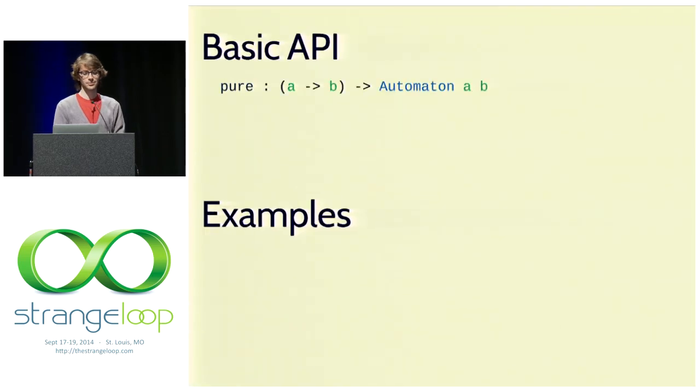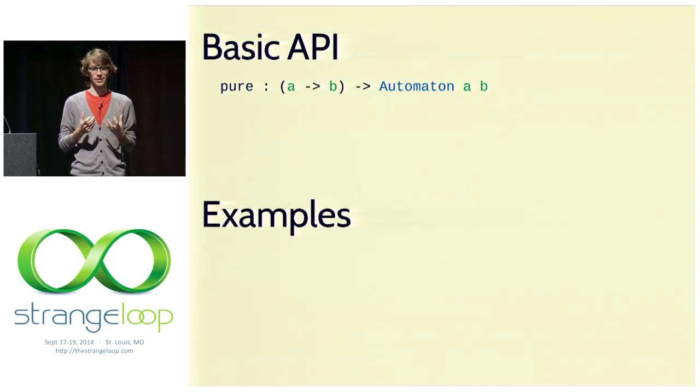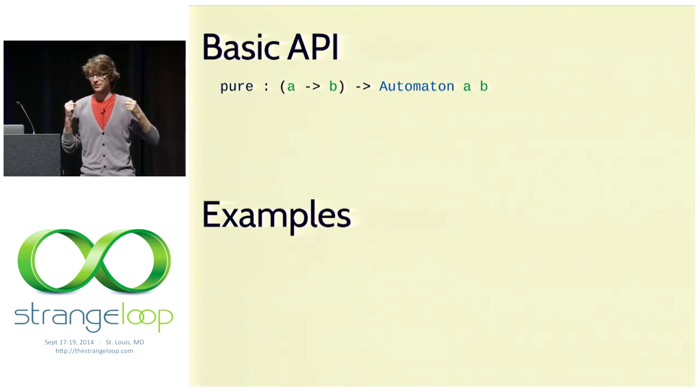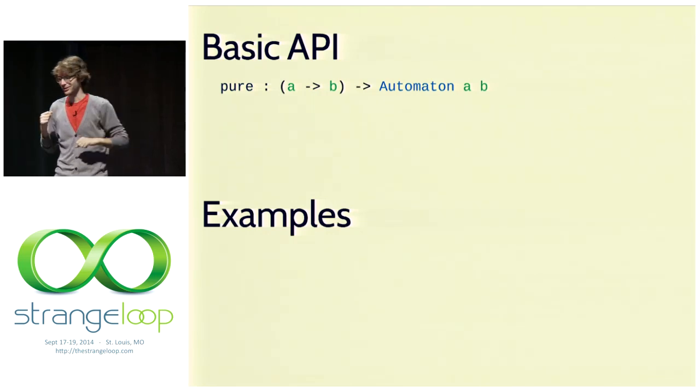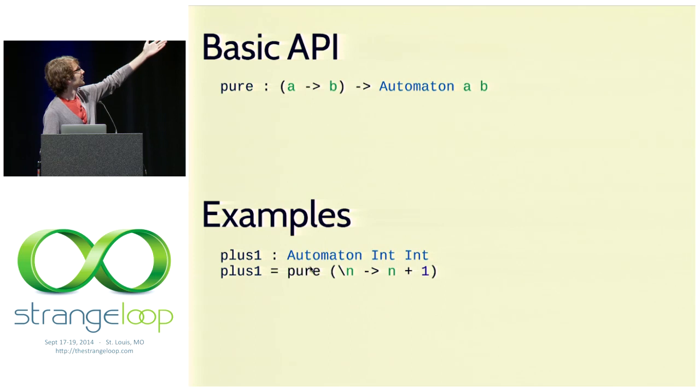For the basic API, we've got this function called pure. And this is creating an automaton. You can think of an automaton as a little robot who takes things in and gives you things on the other side. So I can think of a pure automaton that increments by 1. You give it 1, it gives you 2. You give it 42, it gives you 43. You give it 100, it gives you 101. Here is how we actually write that out: we have a function, it takes in an input, and it increments it by 1.